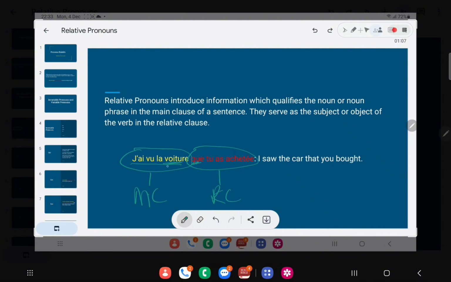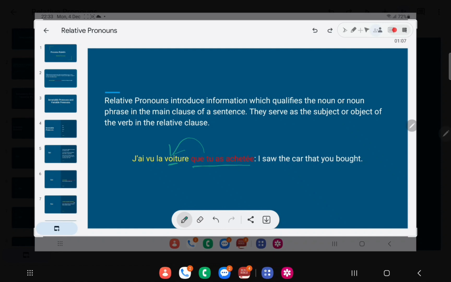In this main clause, we have the object, voiture. Voiture is the object of the verb to see, voir, in this place expressed as vu. This relative clause here provides us with information about the object in the main clause.